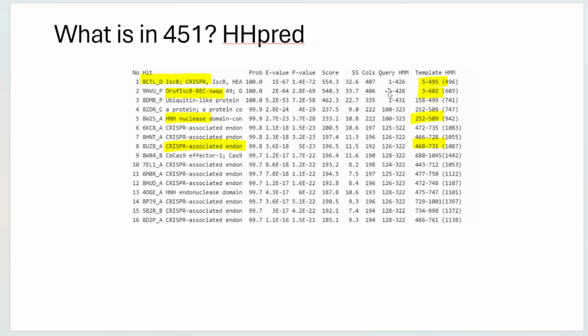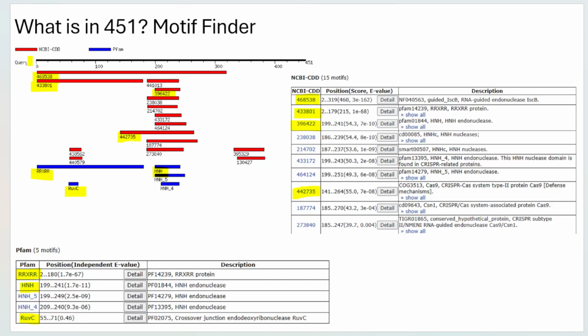Sorry, not template. I've highlighted these wrong. Let me quickly change this. PDB, NCTL, ISCB CRISPR between 1 and 426. Well, what do we know? Between 1 and 426, somewhere here.